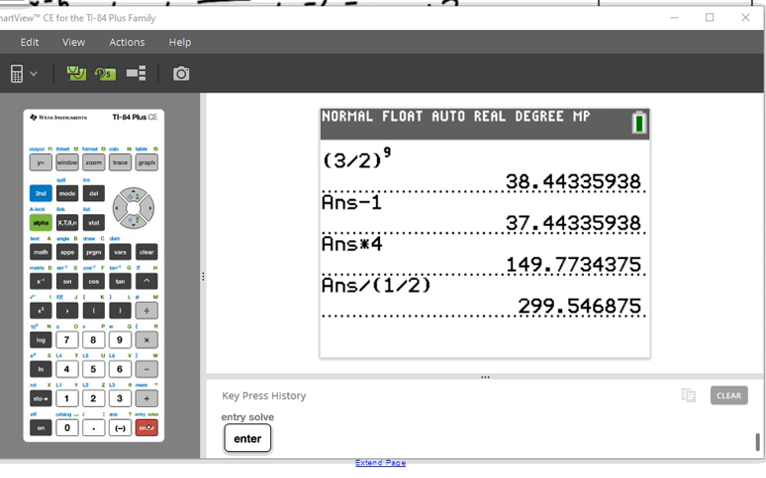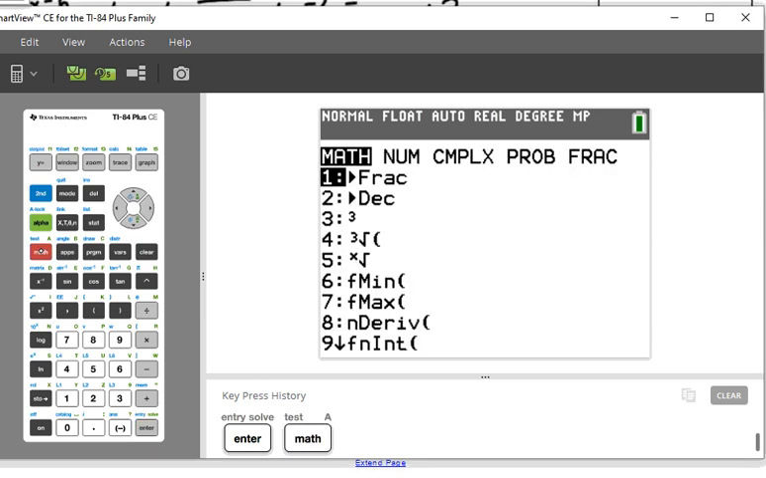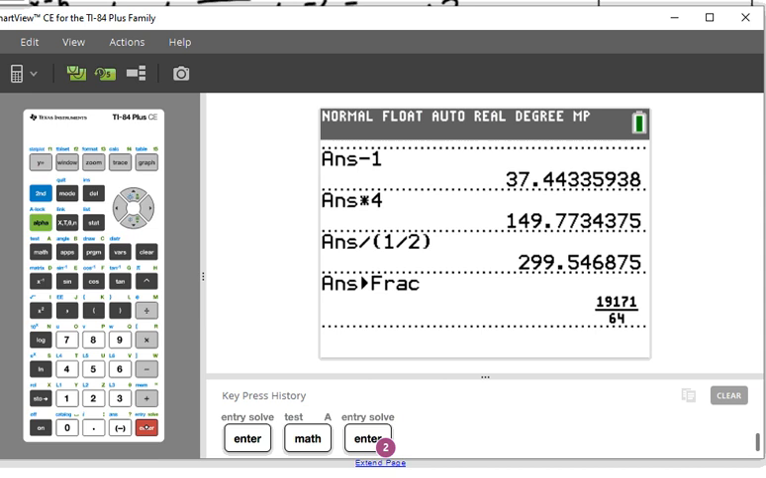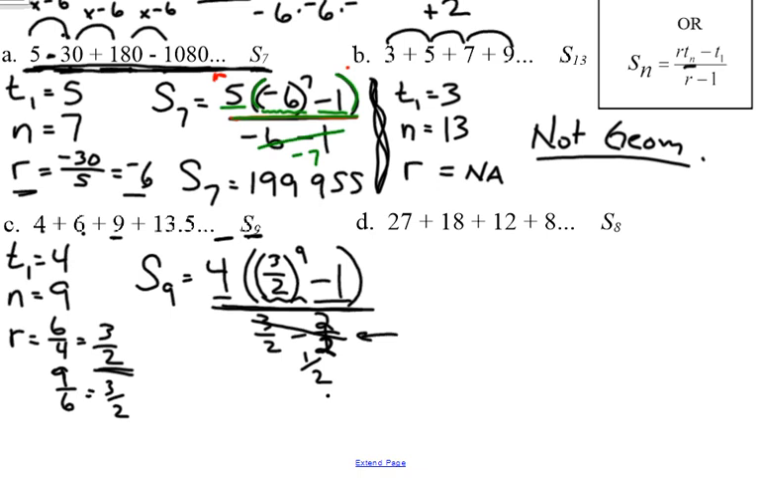Remember, to turn an answer into a fraction, we hit the math button on our calculator. Number 1 right there that's highlighted says, hey, make it a fraction. So I'm going to hit enter. Our answer is going to become a fraction. I hit enter, and there I go. 19,171 over 64. There's the S9 value.